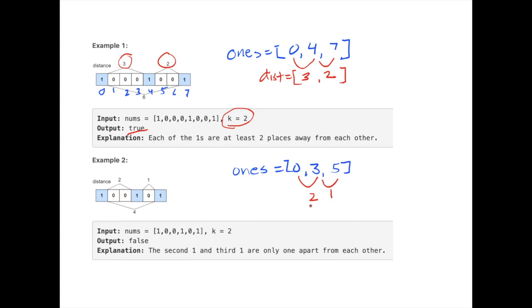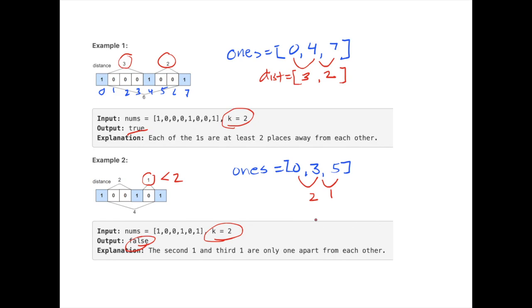And we compare these differences against k is equal to 2. The first difference, 2, is equal to k. However, the second difference, 1, is less than 2. This means that these two ones only have a distance of 1, which is less than 2. So the ones are not far apart enough, so we return the answer false.